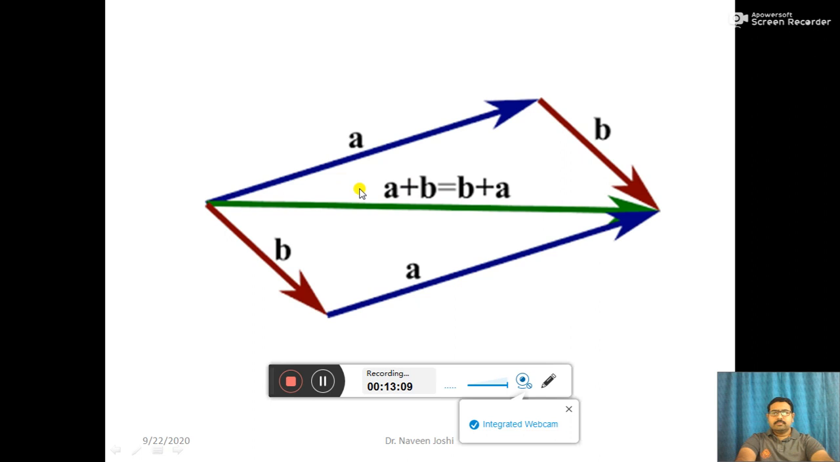See here, this parallelogram shows the vector addition of A plus B as well as B plus A. The result of A plus B and B plus A gives you the resultant vector, which is shown by the green line.